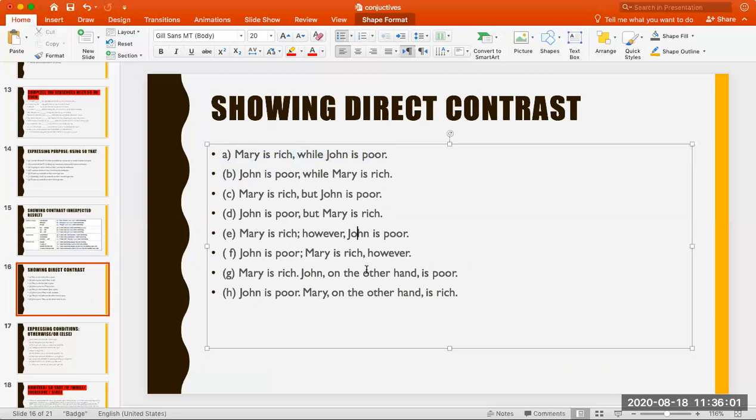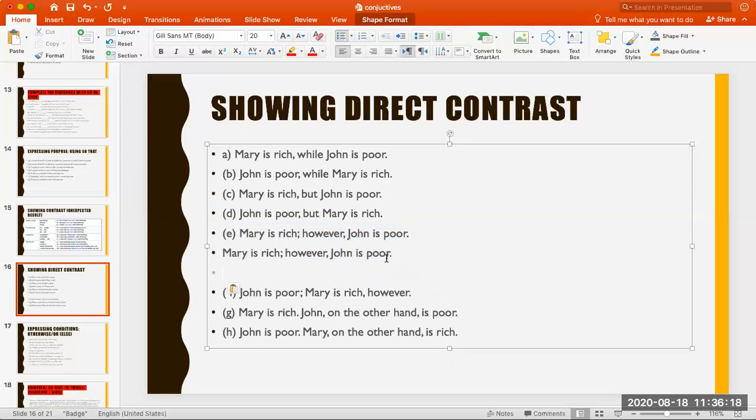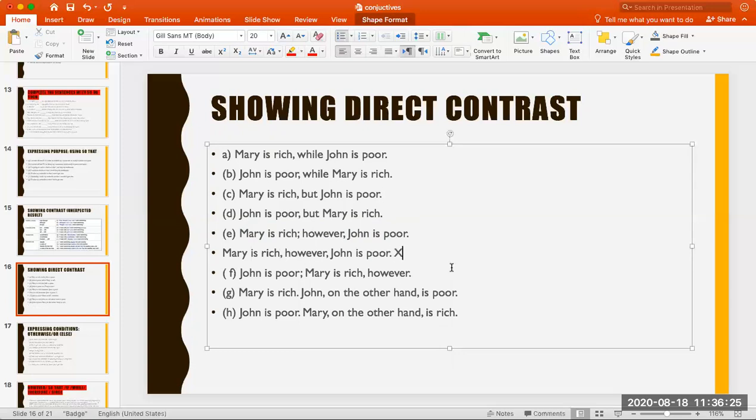Mary is rich while John is poor. John is poor while Mary is rich. Mary is rich, but John is poor. John is poor, but Mary is rich. Mary is rich; remember, semicolon. However, John is poor. Now, this sentence, again, if you write it this way, no semicolon, only a comma, it's wrong, completely and utterly wrong.